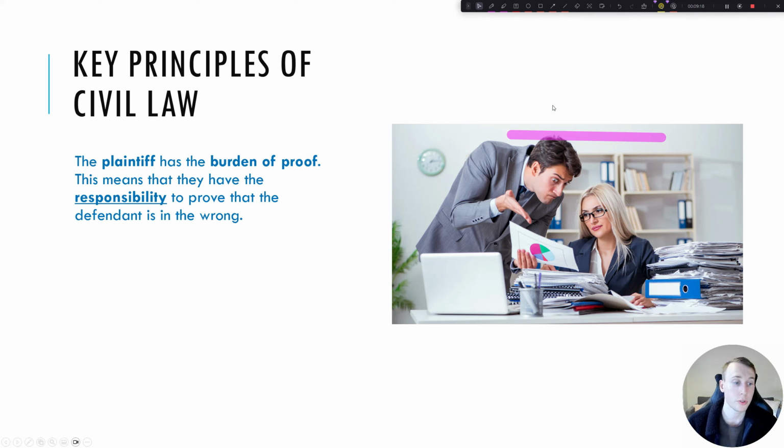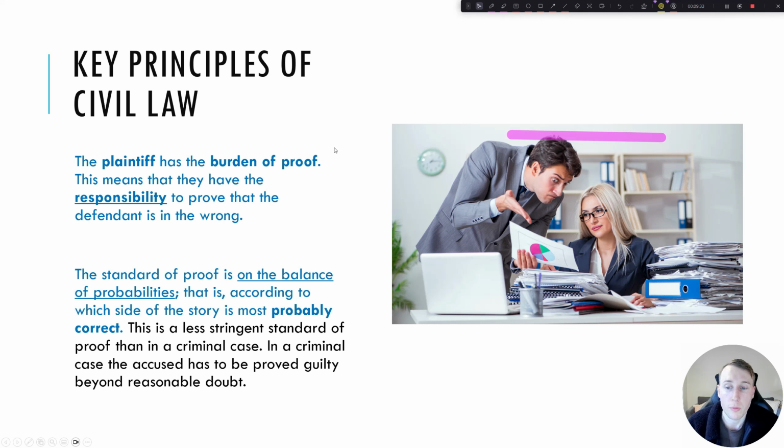So if you're choosing to sue someone, if you think someone has done the wrong thing by you, you have the responsibility as a plaintiff to bring forward all that evidence to prove that the defendant did the wrong thing, to prove that the defendant broke the law, for example. Moving on, when we have the standard of proof, it's a lot lower. The standard of proof is basically saying which side is more correct.